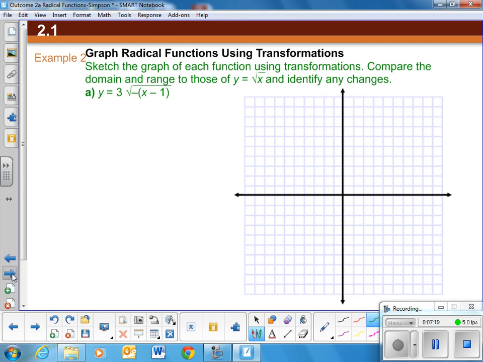Sketch the graph of each function using transformations. Compare the domain and range to y equals root x and identify any changes. So again, let's do a quick sketch of root x because we need to practice graphing that.